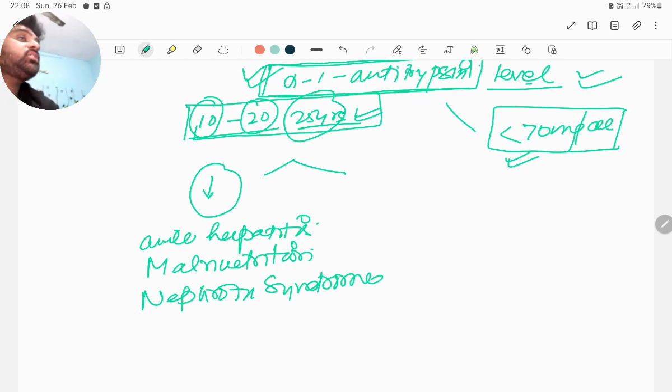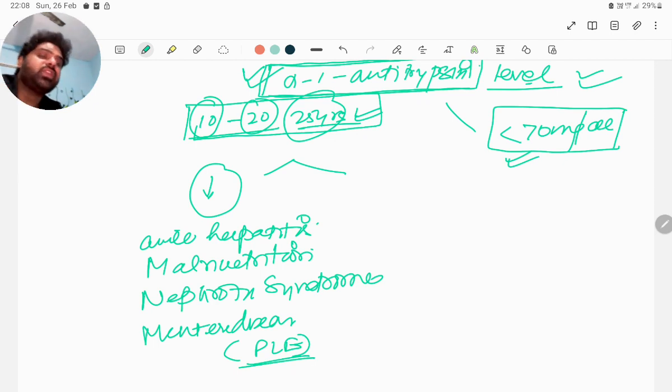Second, there can be a condition where all the alpha 1 antitrypsin is lost in the GI tract. That is called protein losing enteropathy, PLE, that is called Menetrier's disease. Not Meniere's disease, it is Menetrier's disease.